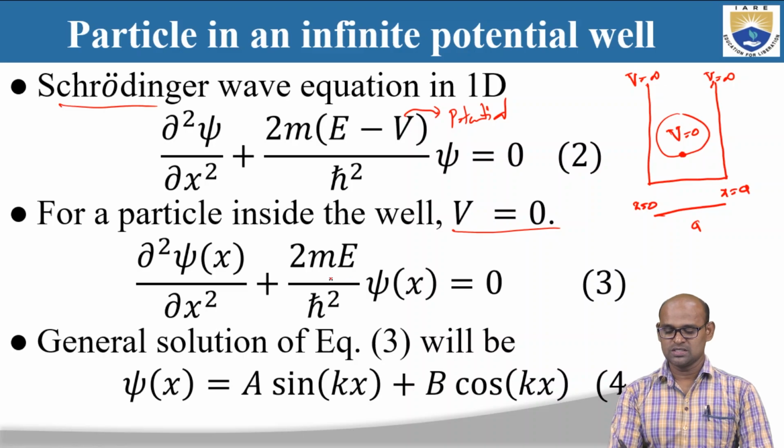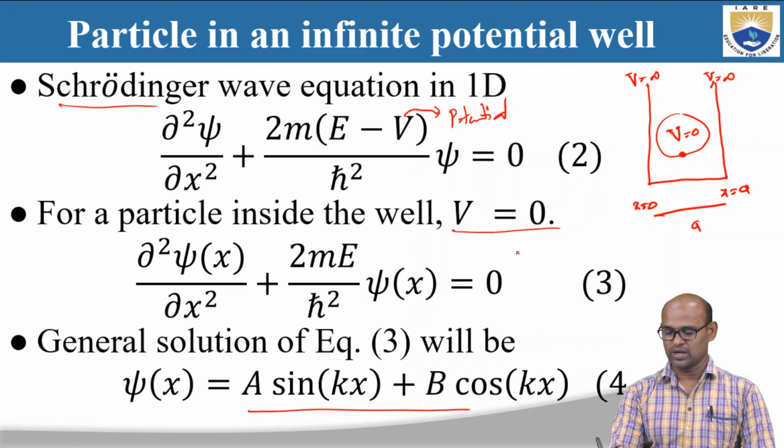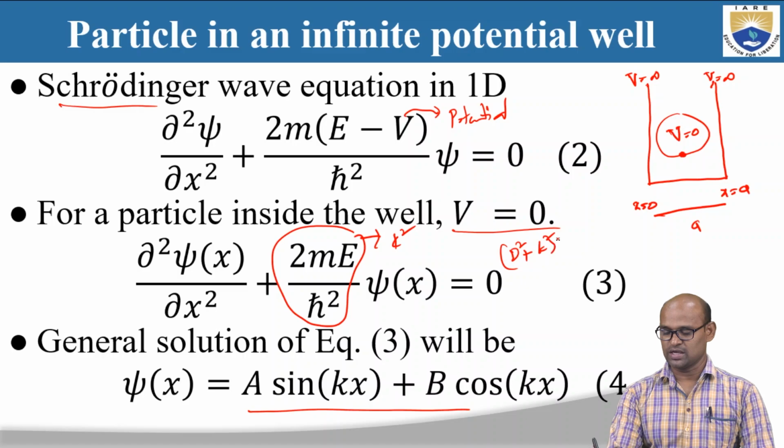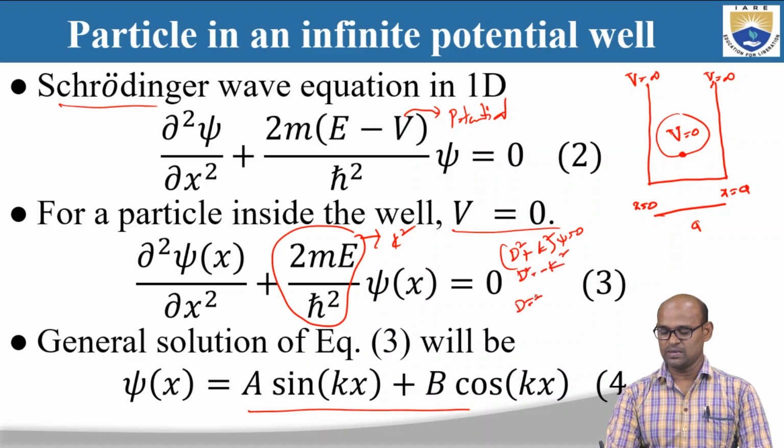Okay, so this is a second order differential equation. The solutions of second order differential equations are of this form. So you can think of this as D square plus k square, where I am defining this whole term as k square, right? So k square into psi is equal to 0. This is the second order differential equation. I am trying to solve this and find the roots. Then D square is equal to minus k square, or D is equal to plus or minus ik. Okay, so these are the roots.